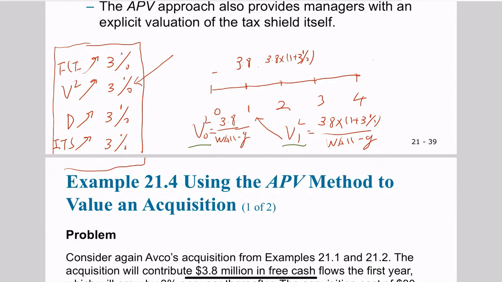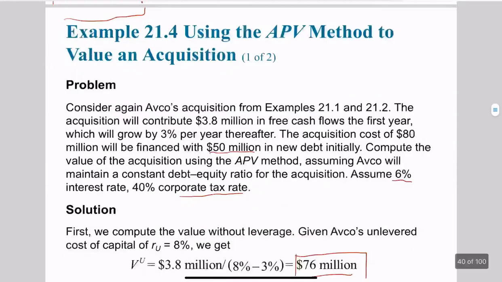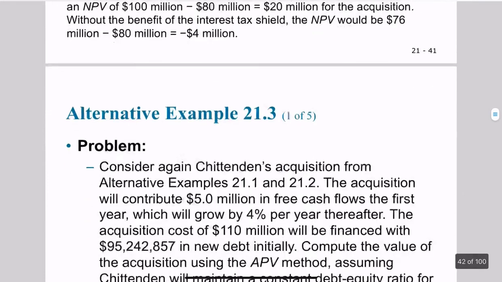And then you could argue that if levered value grows at 3%, then debt should grow at 3% if the firm wants to maintain a constant leverage ratio. And this implies interest tax shield will grow at 3%, right? Okay.